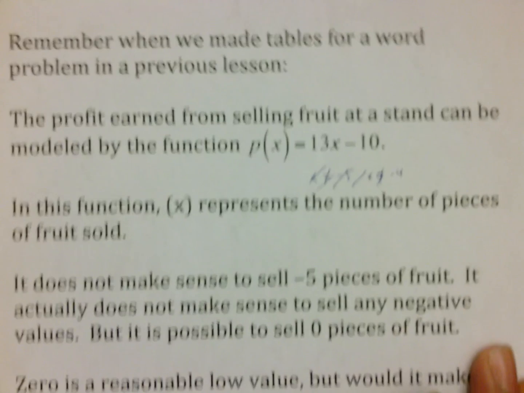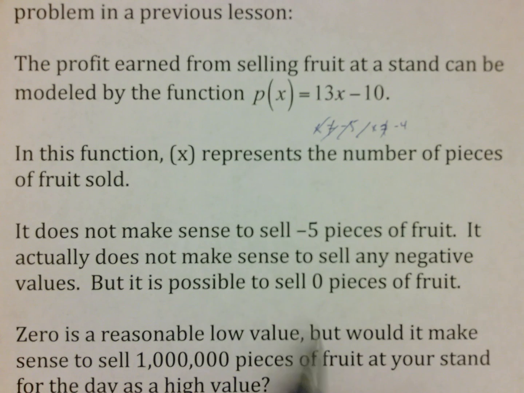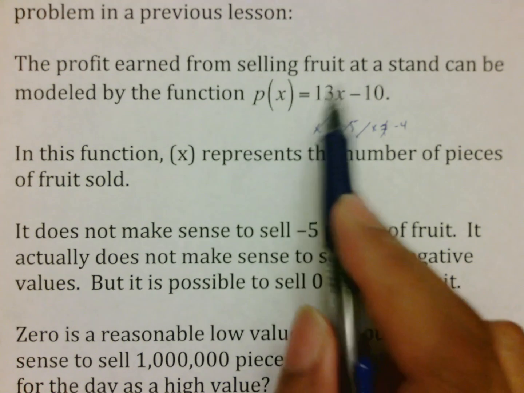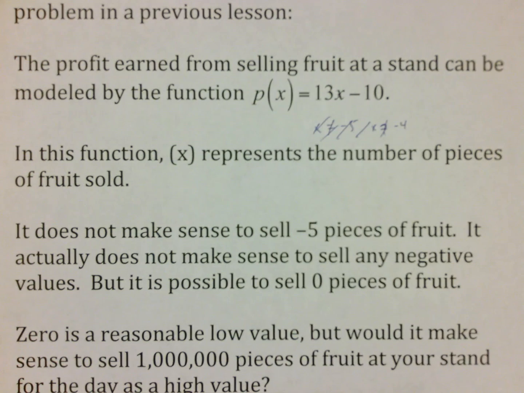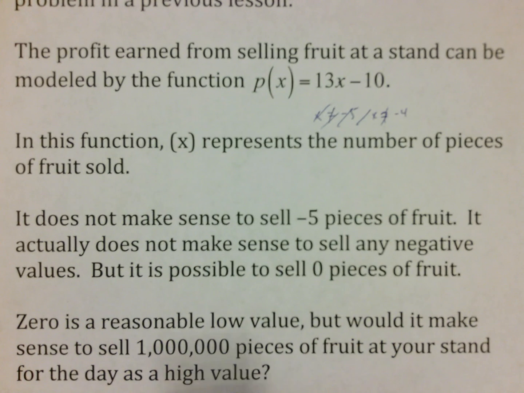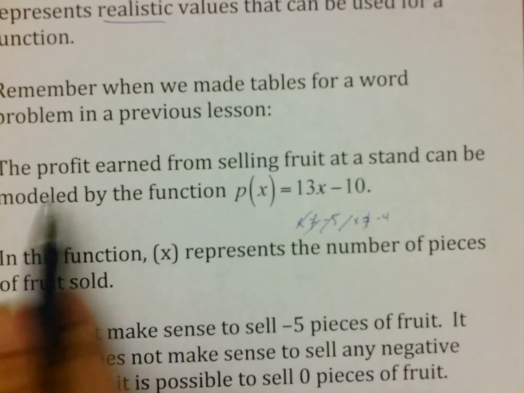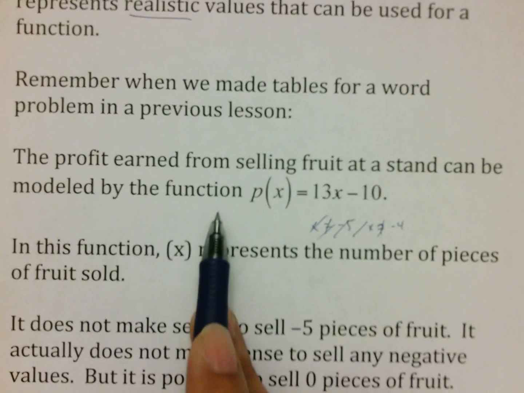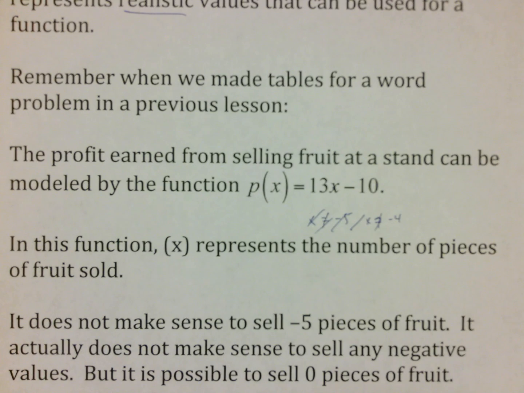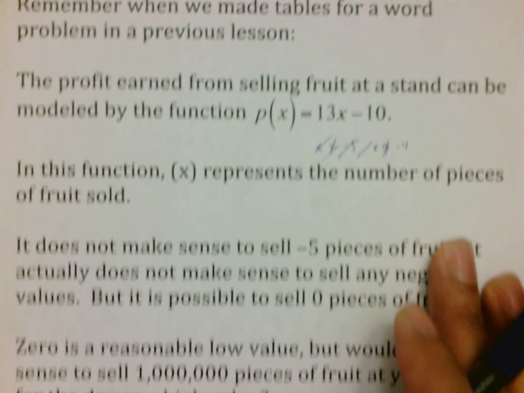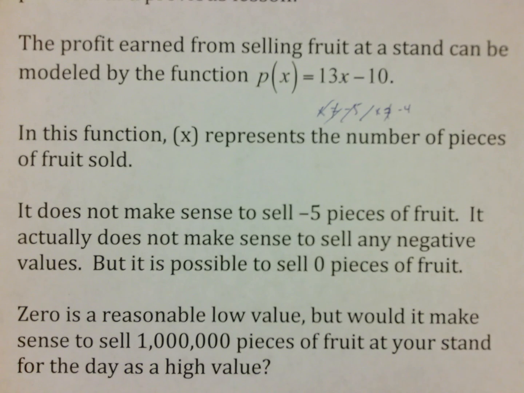Alright? So 0 is a reasonable low value because 0 should be a number that I could start with. The starting number of this problem should be 0 because the lowest number of pieces of fruit I could sell would be 0. But does it make sense that I would sell 1 million pieces of fruit at my stand for that day as a high value? I mean, it could be, but it's going to be very rare, and that's probably not the most reasonable thing. Now, you could sell 1 million things, but if you're talking about a problem where you're just selling fruit at a stand for a day or for whatever time, it just depends on what time we're talking about. That reasonable high number also has to be considered. So I won't say that 1 million is not reasonable, but we don't really know the whole story.